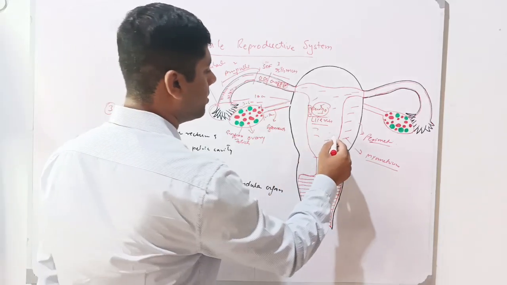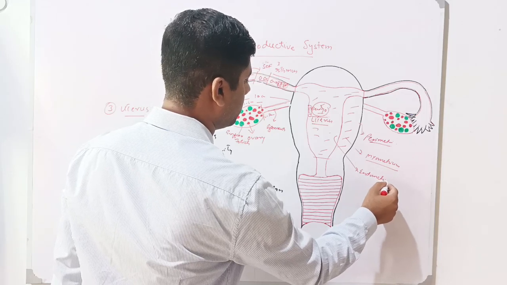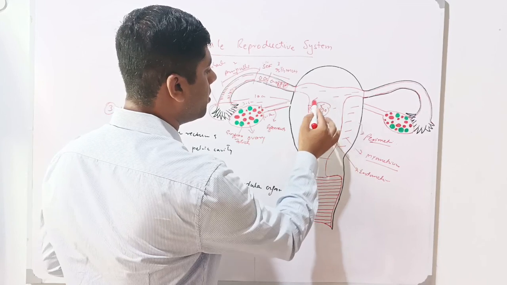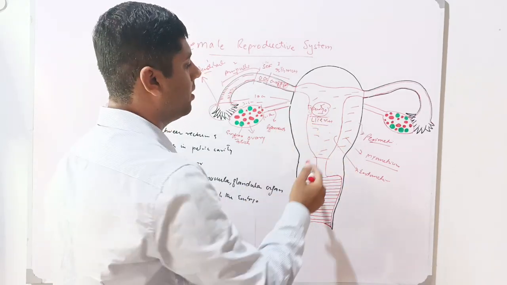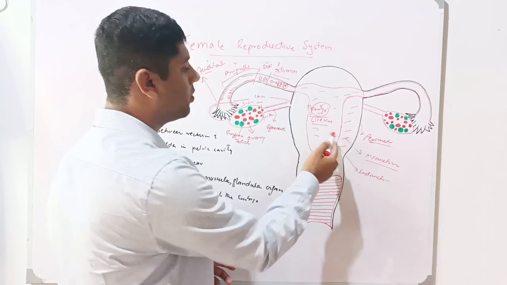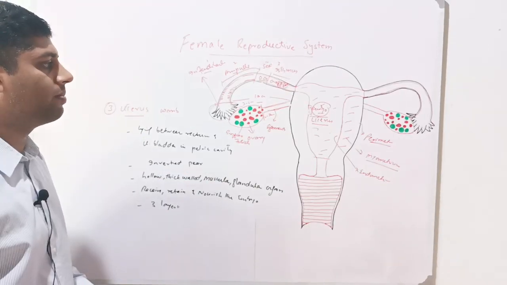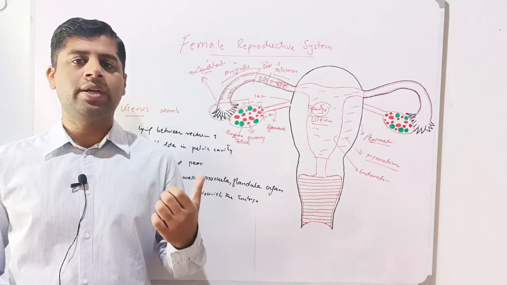And the final layer is the internal layer called the endometrium. This endometrium has 2 functions. First of all, it attaches the embryo to the internal lining, called implantation, and the second one is that it is glandular. It produces the nutritive uterine milk for the development and nourishment of the embryo. So these are the 3 layers of the uterus: the perimetrium, myometrium and endometrium.